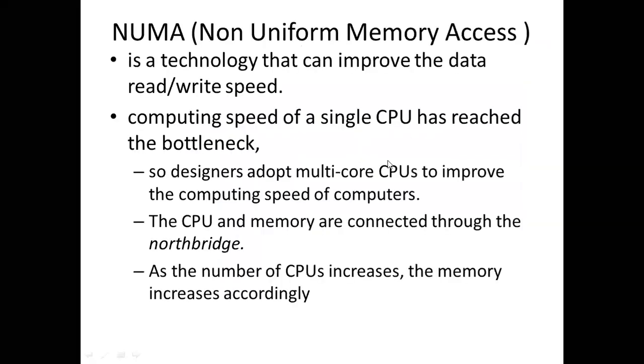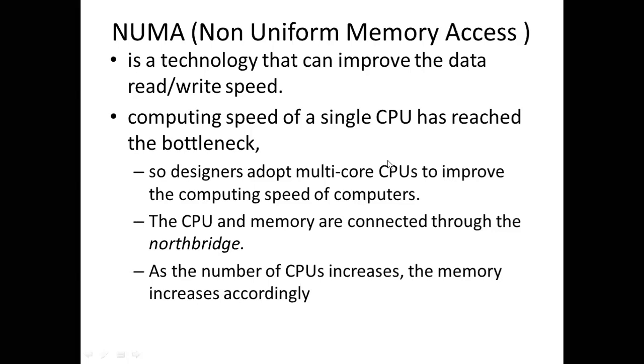All right. So NUMA stands for non-uniform memory access. It's a technology that is used to improve data read and write speed. How it increases the data read and write speed is by making sure that each CPU core has its own memory access directly connected to it. So it reduces the time that it takes for the CPU to be able to access memory for reading and writing.